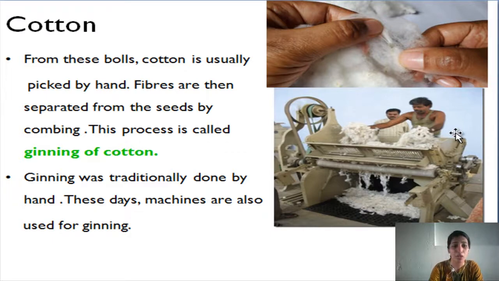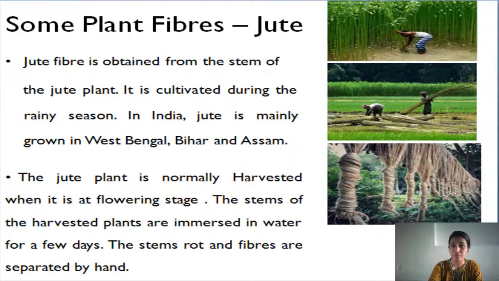Now we would study about jute. Jute fiber is obtained from the stem of the jute plant. See the first figure. The stems are being cut and then put inside water for some days, and then kept for drying in the sun, and from that, ropes, baskets, and many other things are obtained from jute.